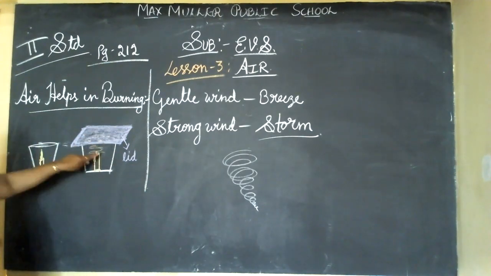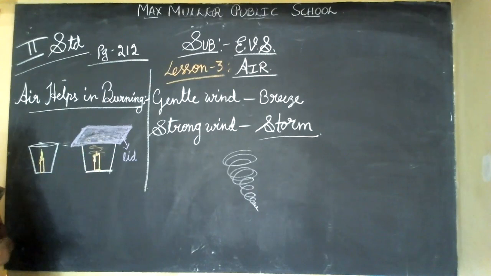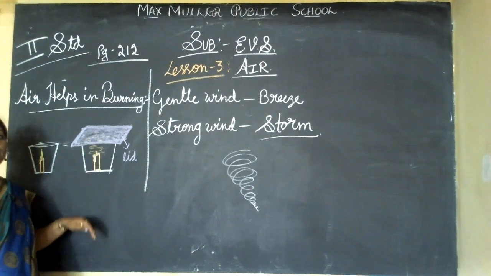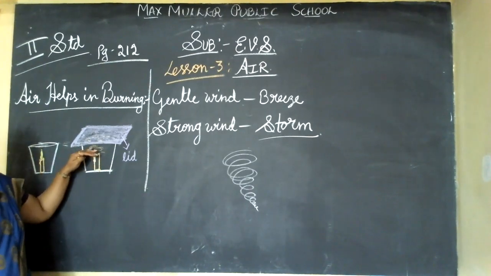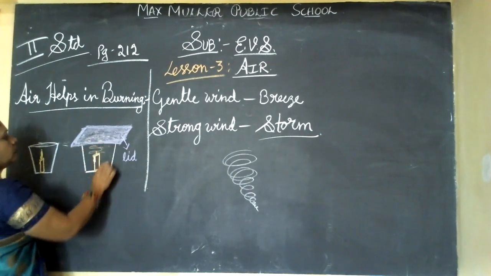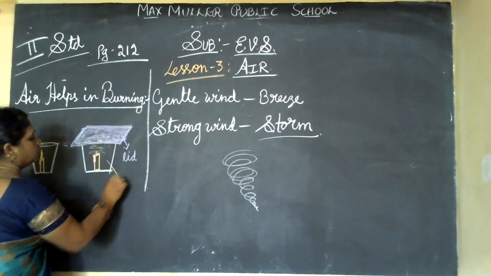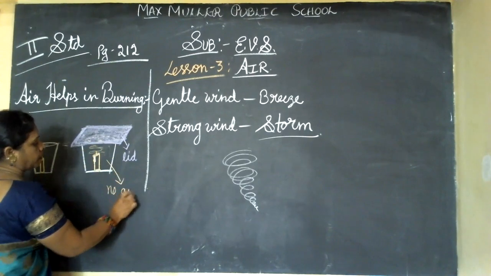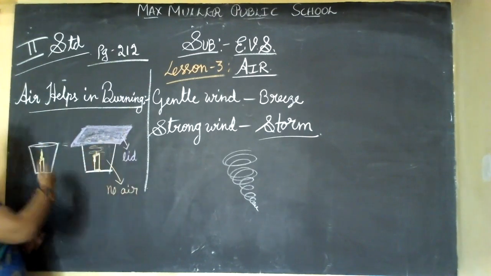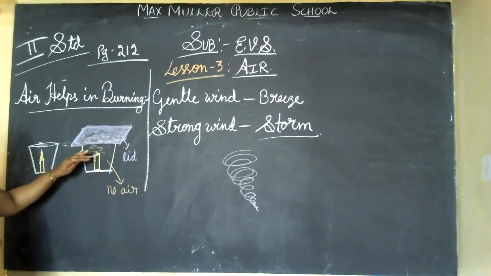The candle here, it will go off. Okay, it will get turned off. Why will it get turned off? Because here, this space, there is no air. There is no flow of air inside this.